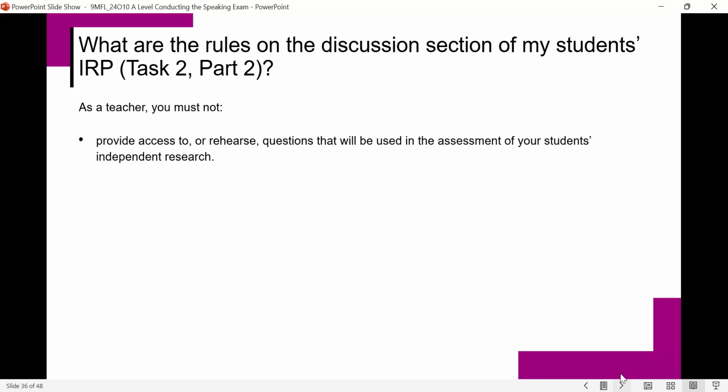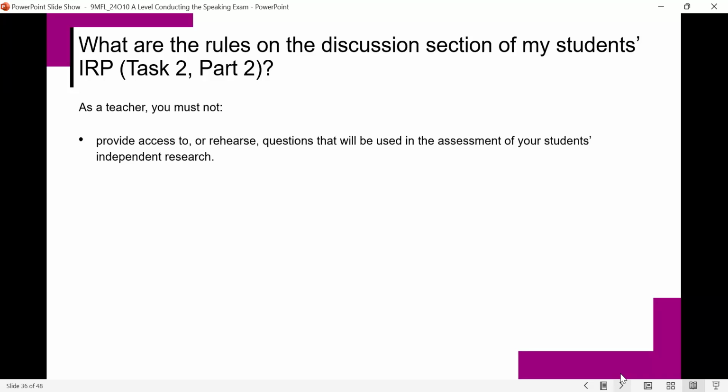So what you mustn't do is provide access to or rehearse questions that will be used in the assessment of your students' independent research. So you mustn't do that with the exact questions, but keep in mind they've got their form, so they know what they've told you they want to talk about. So none of that should come as a surprise, and you can start those things with open questions, but then you need to delve and you need to dig further.